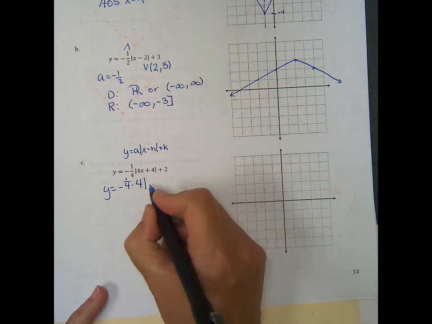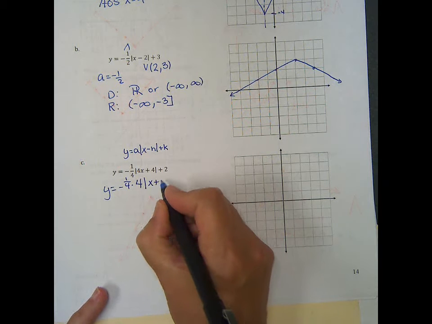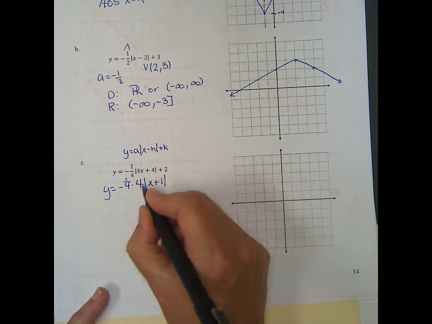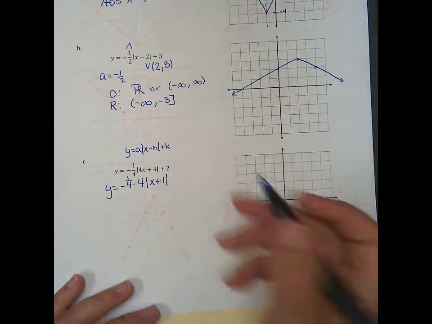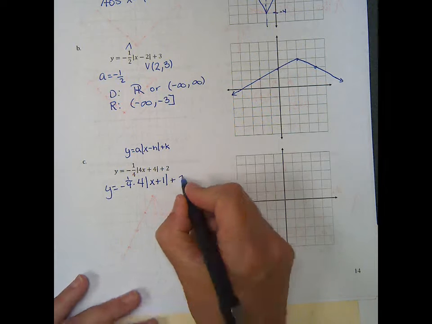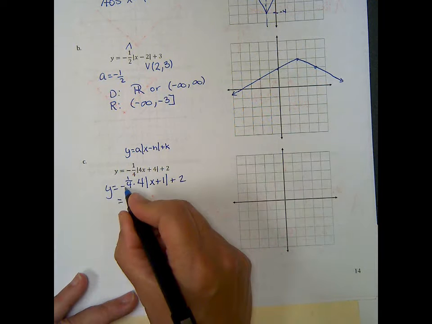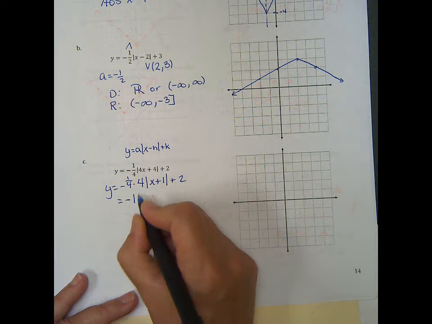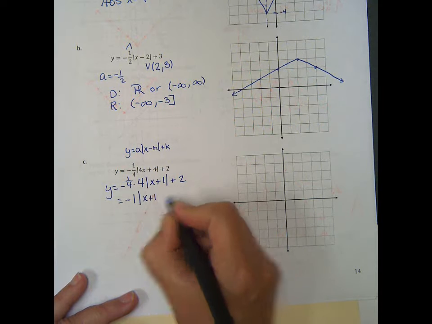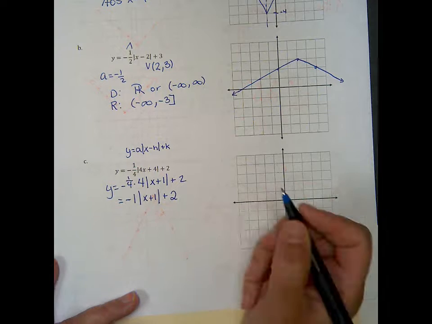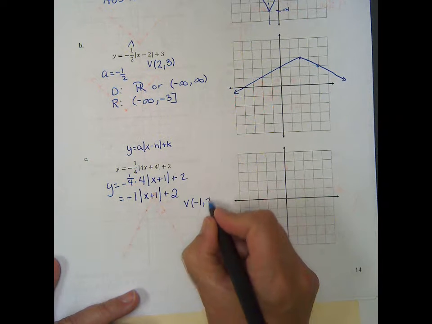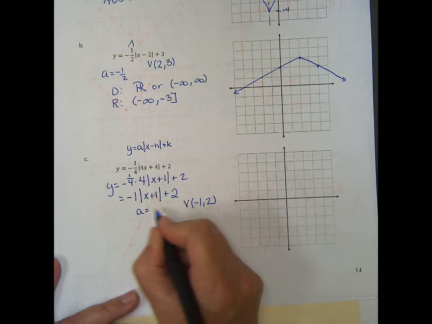And I'm left in the absolute value with the x plus 1, because 4 times x is 4x. Again, I can pull that out because the absolute value of 4 is just 4, plus 2. And then I get -1/4 times 4, which is -1 times the absolute value of x plus 1, plus 2. So now it looks like what we're used to. So the vertex is -1, 2. Our a value is 1.